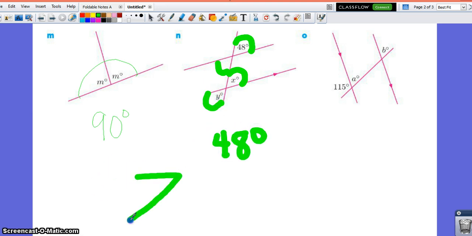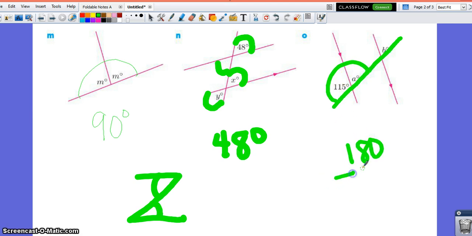Remember, we're going to use that Z method, which is what we did here to figure out if they were congruent or not. Okay, right here, this is a straight line. So if this is 115, you're trying to figure out what that is. So 180 minus 115 is going to give you 65 degrees. So this A is 65 degrees. That means that B is also what? 65 degrees, because they're congruent to each other.